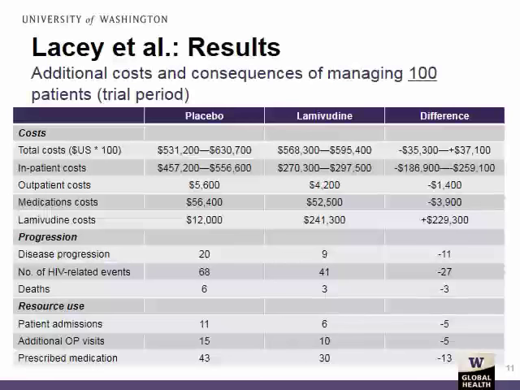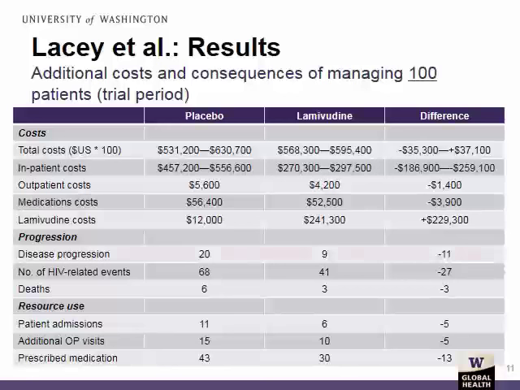And here's the table from the paper which we recreated. You'll see that you have two columns: placebo, which was zidovudine, and the lamivudine plus zidovudine arm, which is labeled lamivudine here. Costs are multiplied by $100, and this is for 100 patients over the trial period. So you'll see that it gives the different costs, the impact on progression and resource use, but doesn't try to give any sort of ratio.